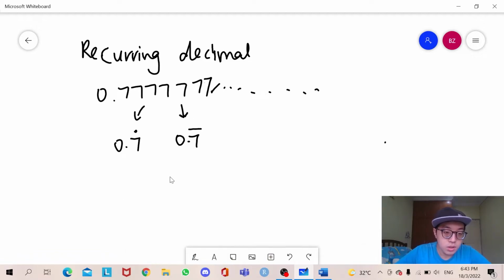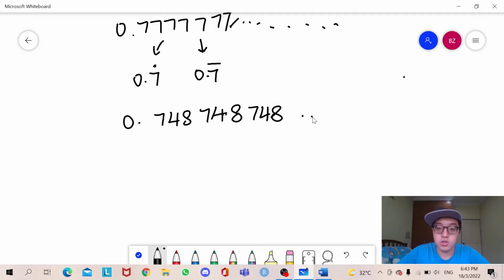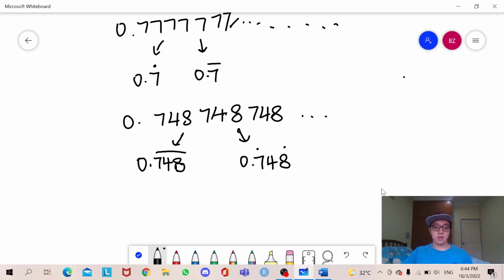Another thing to take note of is, let's say you are repeating 748, 748, 748, and so on. So 748 is a set of repetition. How do you write it? You can write it in two ways. The first one is 0.748 with a bar above 748. The second type is the dot type, where you put the dot on top of the first and the last digits. So this is how you denote the same thing.